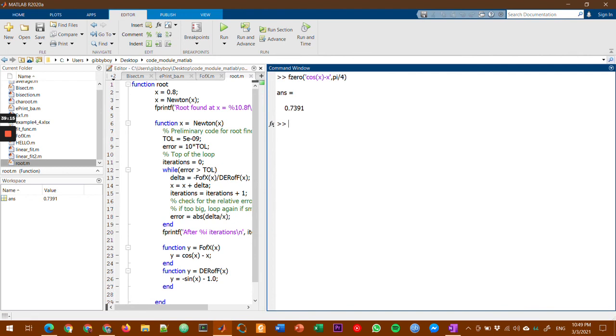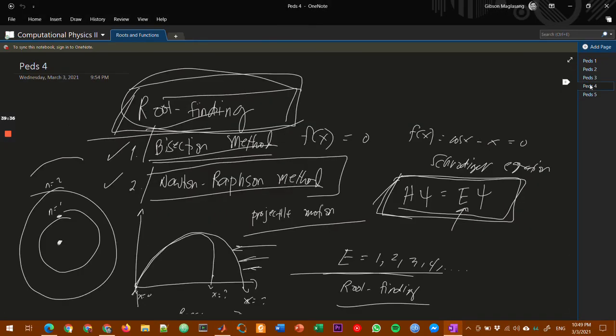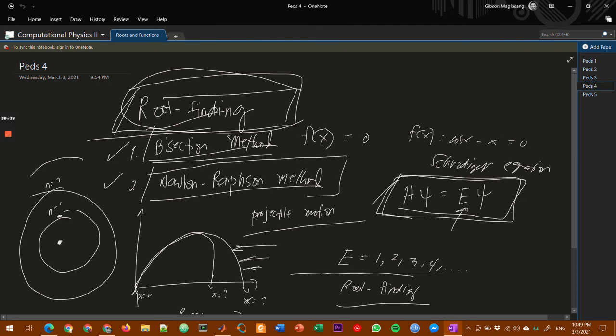Okay? So, if we use this directly, well, it gives an answer, but the question is how it got it. Why did it get that solution? Well, the idea is the root finding method. You have the root finding methods, the bisection, the Newton. Actually, there are many other methods that I won't discuss, but these two methods are enough. Okay?